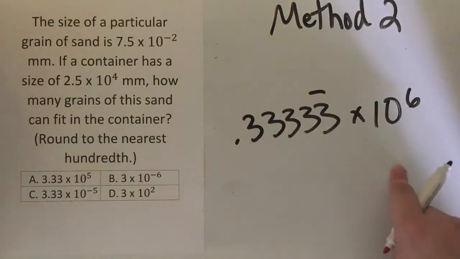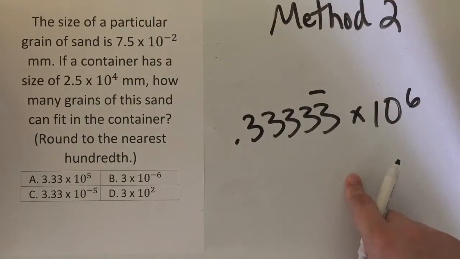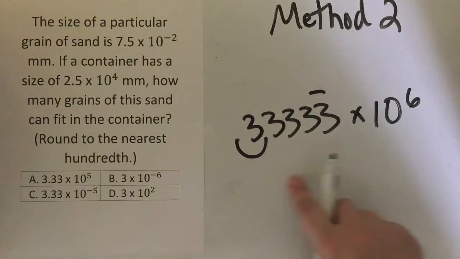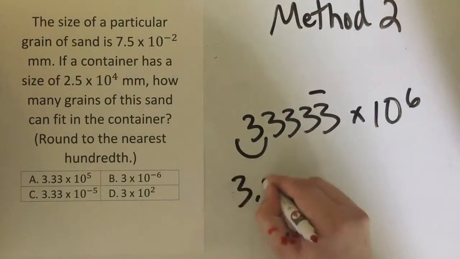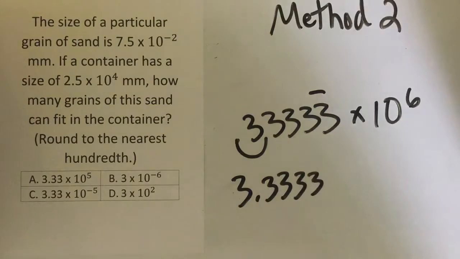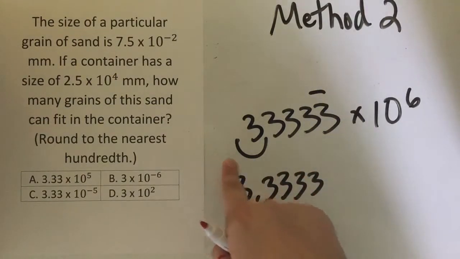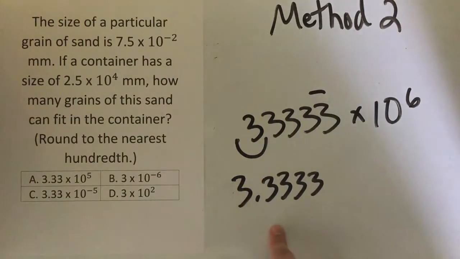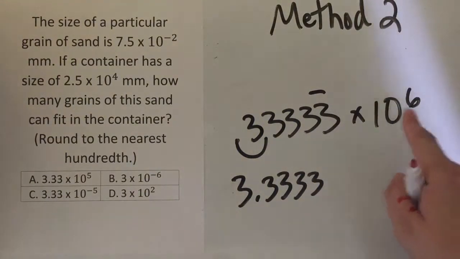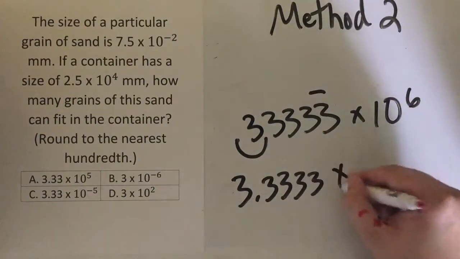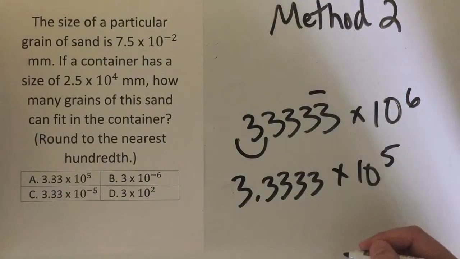There's an issue with this. While it is correct, we're supposed to have one number in front of the decimal. That's proper scientific notation. Right now, there are none. So I will move my decimal one to the right to make that true and change this into 3.3333. But if this number becomes bigger, which it did, it went from 0.3 to essentially 3.3, this has to get smaller. This gets bigger, this gets smaller by 1 unit on that 6. So it'll go down to 10 to the 5th.